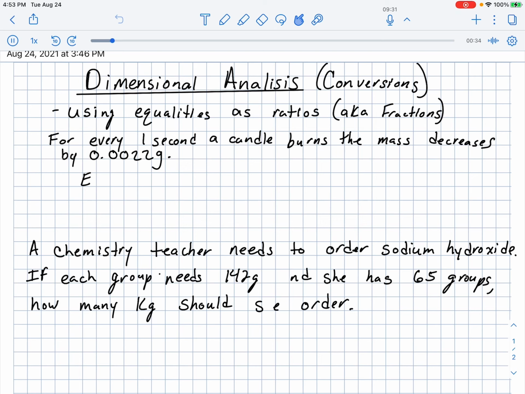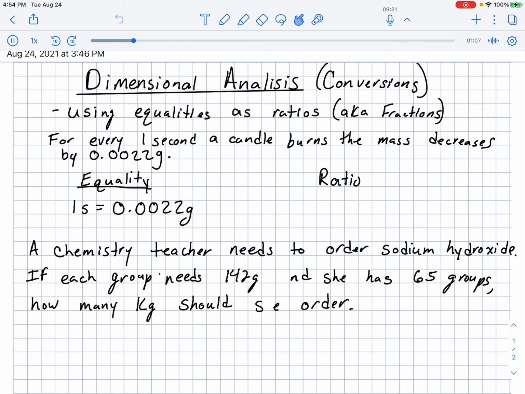So the equality that I have is going to be 1 second equals 0.0022 grams. And this is because I said up front, for every 1 second a candle burns, the mass decreases by 0.0022 grams. So that's my equality. That's what I'm comparing here. Well, possible ratios that I could have.